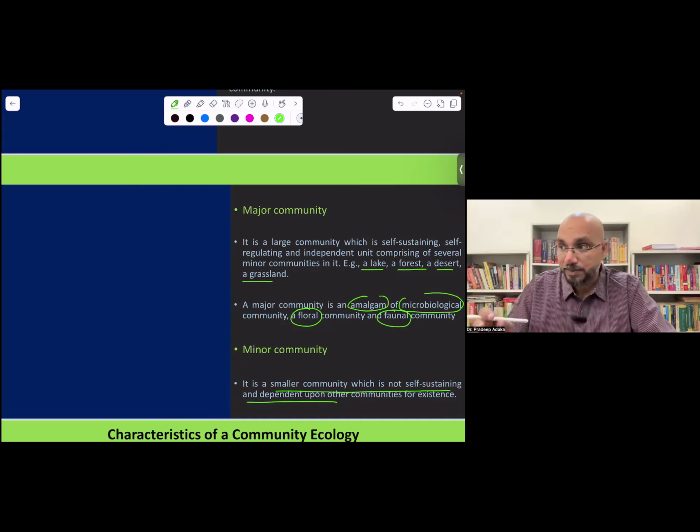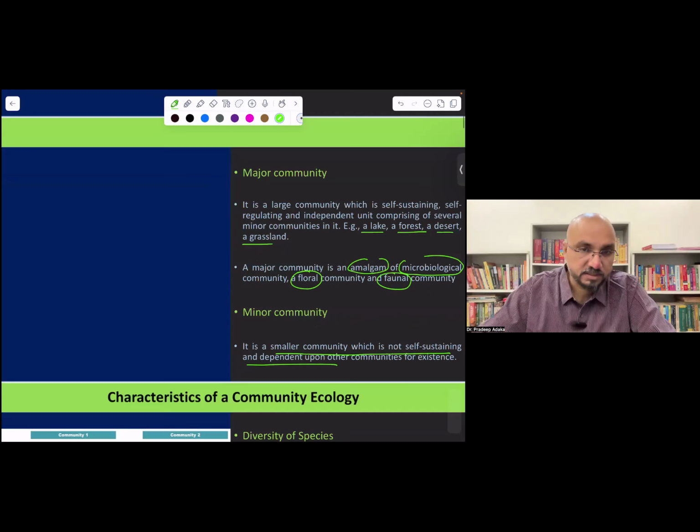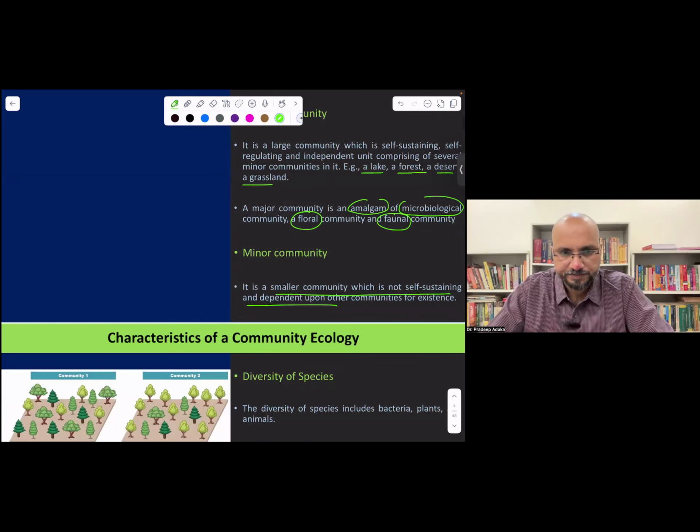Minor community, for example, plants. Only plants cannot survive on their own, because nutrient cycling, who will do that? Microbes. So only plants cannot survive on their own. They have to depend upon other communities. This is the minor community. If you isolate plants or isolate animals separately, they form a minor community. I guess now you are familiar with the concept of community and types of community.